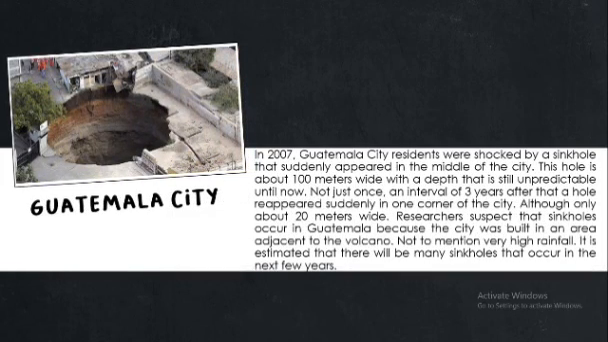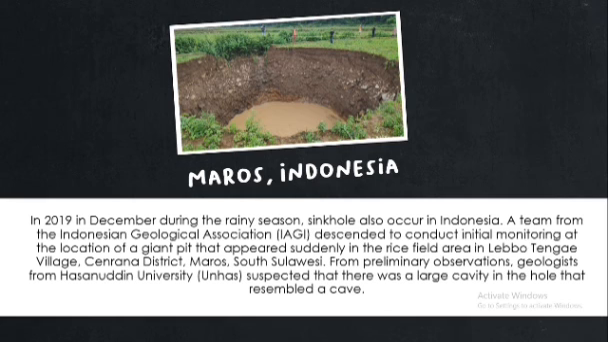Guatemala City. In 2007, Guatemala City residents were shocked by a sinkhole that suddenly appeared in the middle of the city. This hole is about 100 meters wide with a depth that is still unknown until now. Not just once: three years after that, a hole reappeared suddenly in one corner of the city, although only about 20 meters wide. Researchers suspect the sinkholes occurred in Guatemala because the city was built in an area adjacent to a volcano. Not to mention very high rainfall, it is estimated that there will be many sinkholes in the next few years.